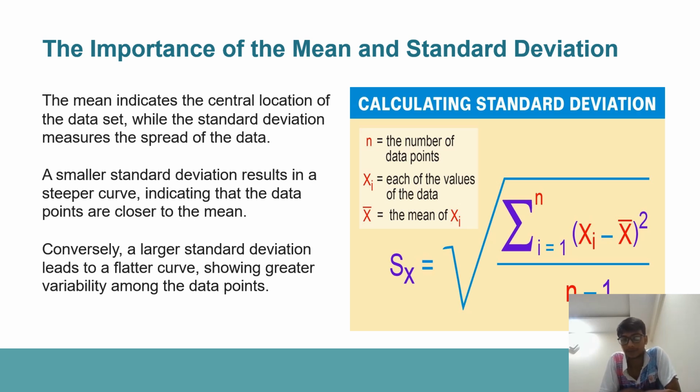Calculating standard deviation: Sx is equal to the square root of the sum of (xi minus x bar) whole squared, divided by n minus 1, where n is the number of data points, xi is each value of the data, and x bar is the mean of xi.